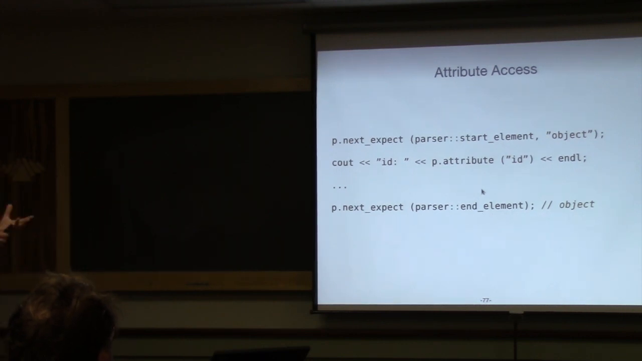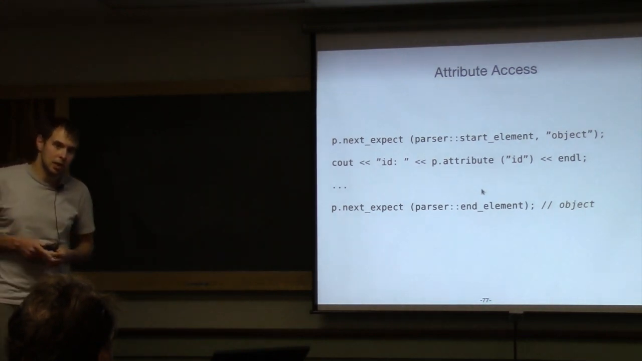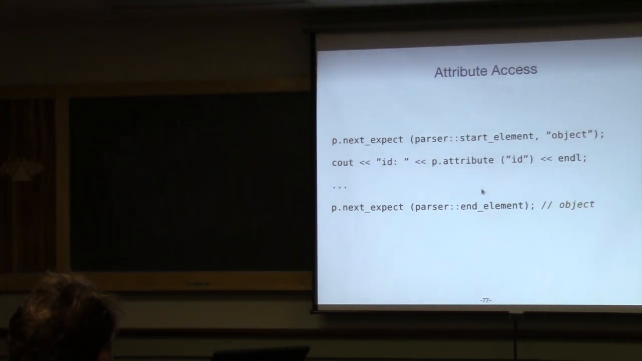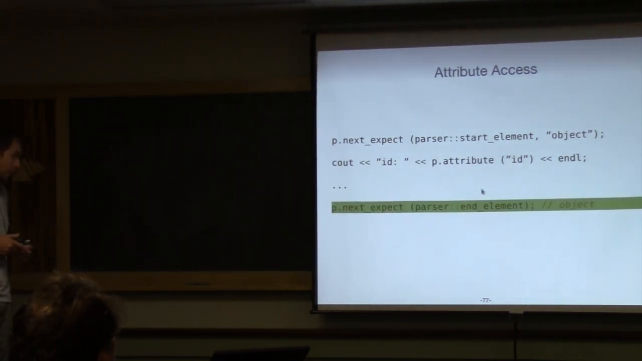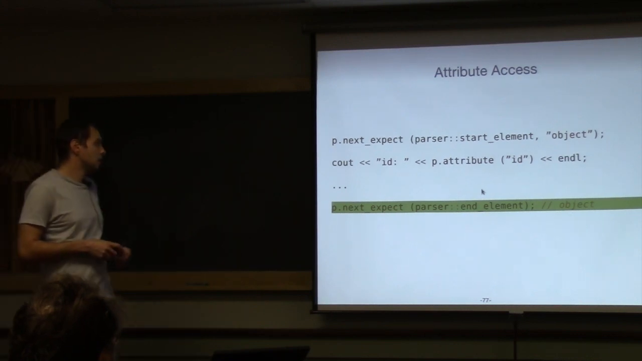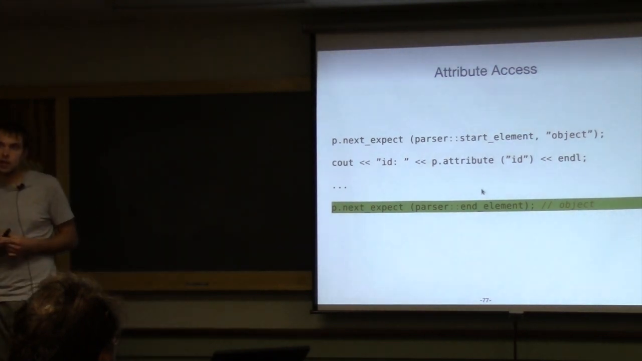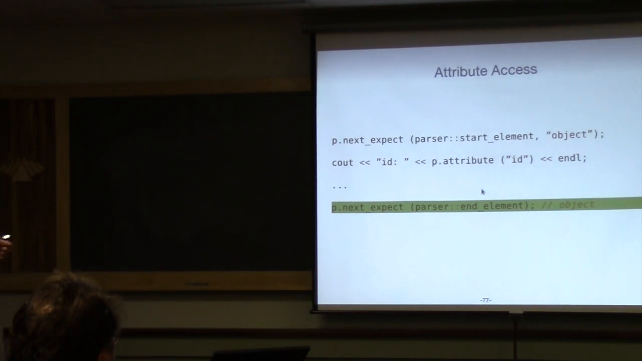But what happens if there is a stray attribute in our document? Well, the attribute map is a bit magic in that sense. At the end of the end element event for the object element, the parser will check the map and see if there are any attributes that haven't been retrieved with the attribute access API. If there is, then it will throw an exception. You can override this, but that's the default behavior, so you don't get unhandled attributes.